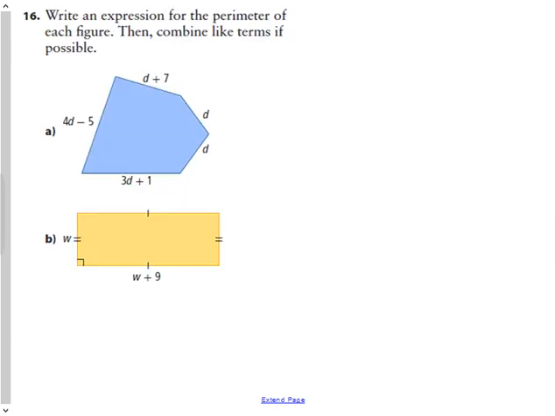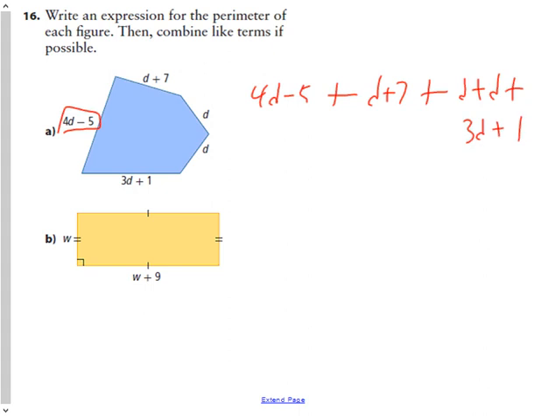Question 16 says, write an expression for the perimeter of each figure. Now, then combine like terms if possible. So this will be a 4D minus 5, which is this side here, plus a D plus 7, plus a D, plus a D, plus a 3D plus 1. So really we have 1, 2, 3, 4, 5, 6, 7, 8 term polynomial.